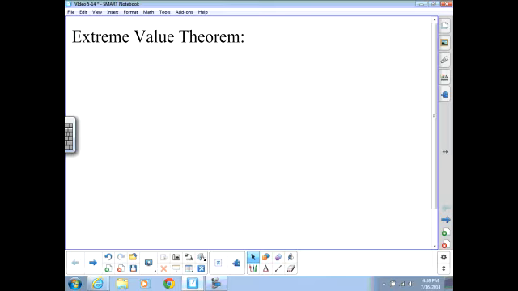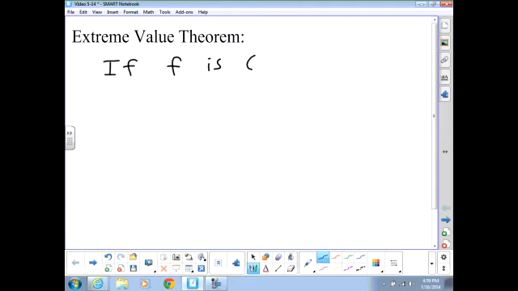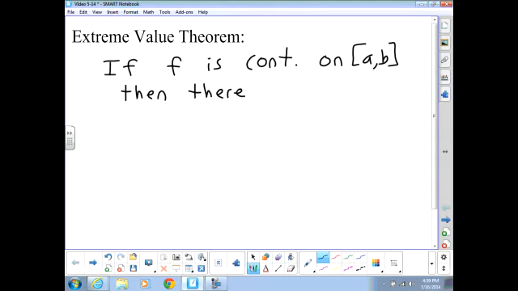We'll start out today's video with reviewing three of the main theorems. First, our extreme value theorem. If f is continuous on the closed interval [a, b], then there is an absolute max and absolute min.